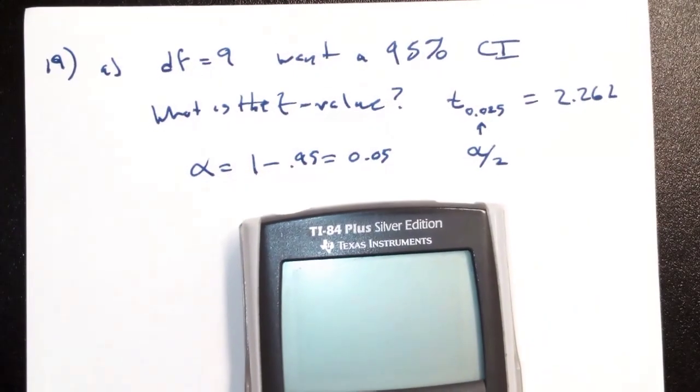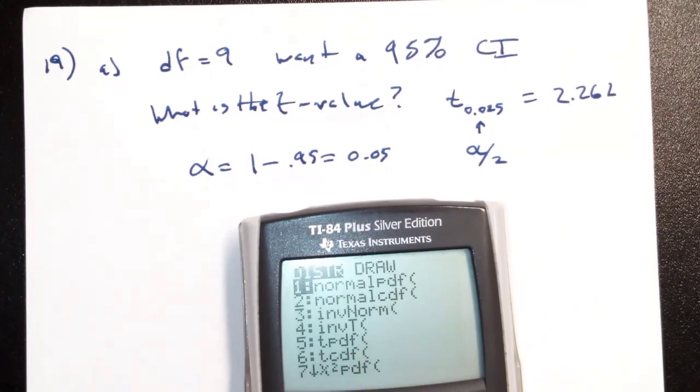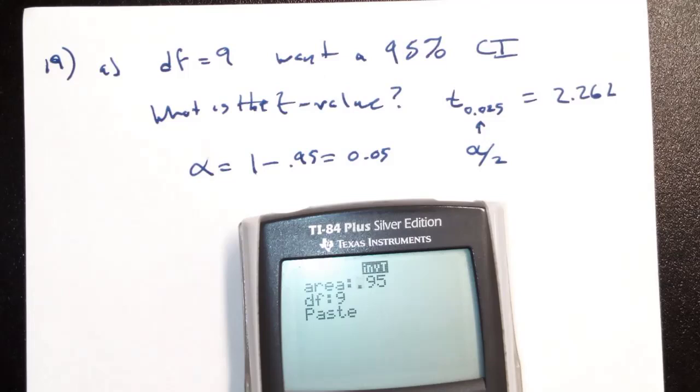And again, if I go to my distributions, lo and behold, right there on the first page, underneath normal, are my t's. And the one I use most often is exactly this one, that inverse t. So I'm going to go to this option, and I'm going to say, oh, I want a 95% confidence interval with 9 degrees of freedom.